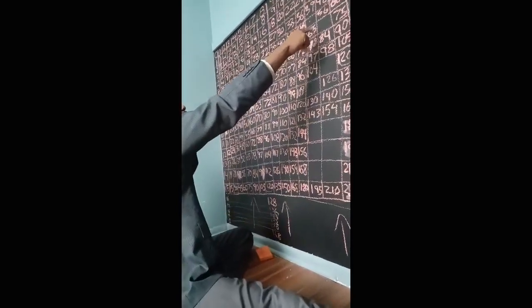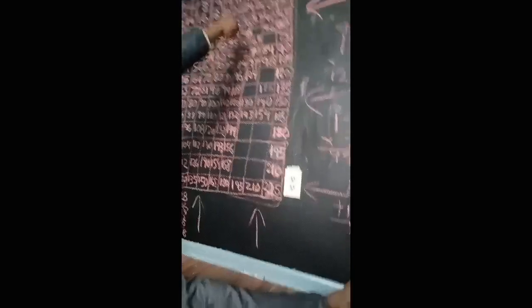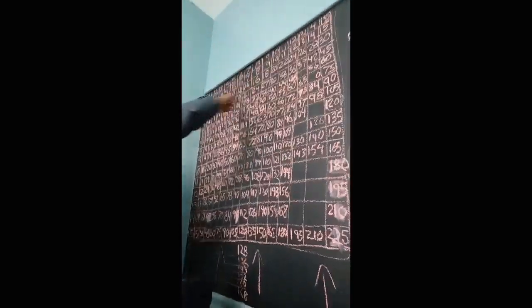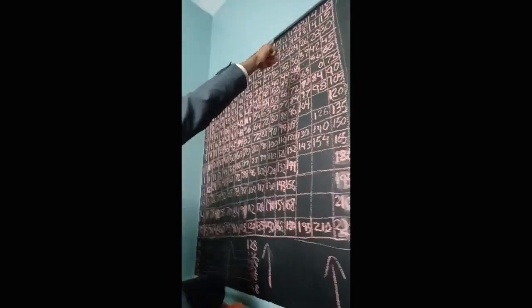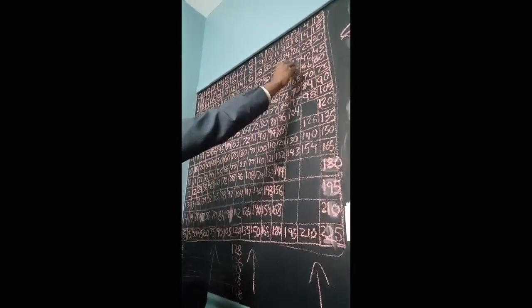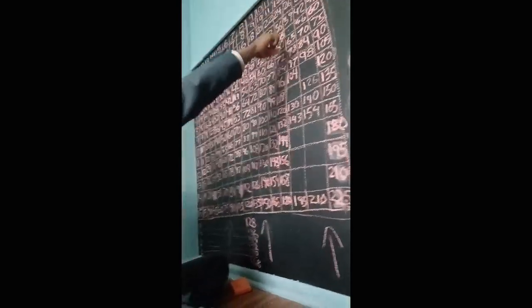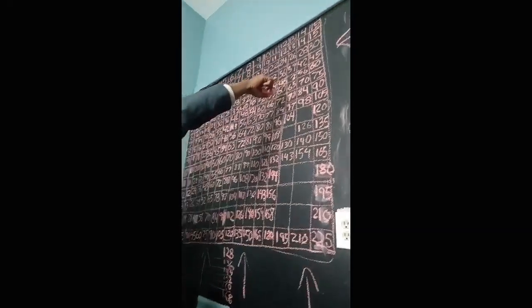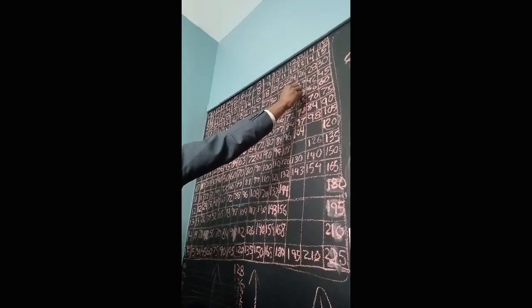What's this? 14 times 5. 4 times 5 equals 20. Carry the 2. 5 times 1 equals 5 plus 2 equals 7. What's this? 13 times 4. 3 times 4 is 12. Carry the 1. 4 times 1 is 4 plus the 1 is 5. 52.